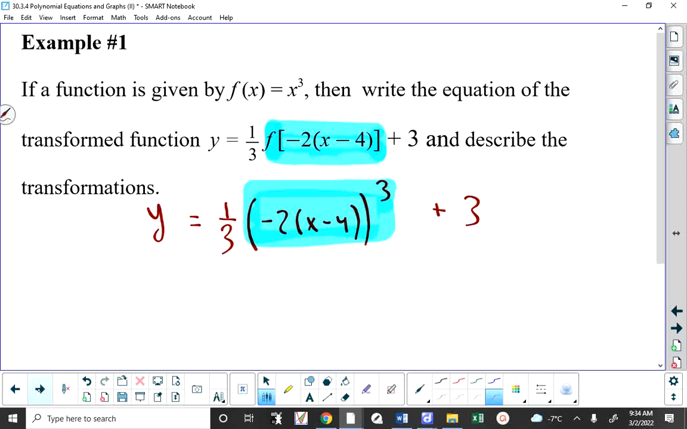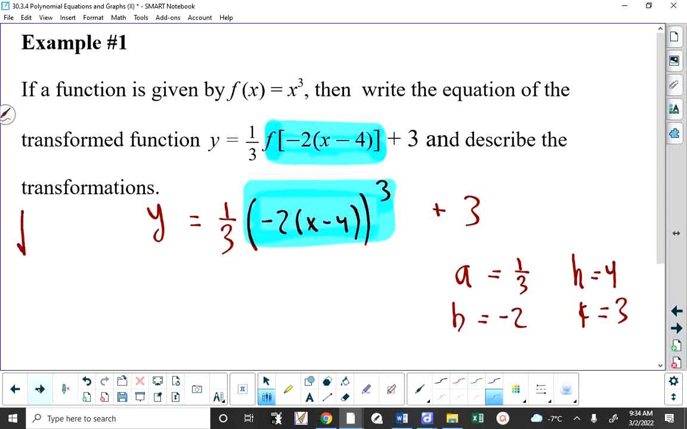We're only on Unit 2. It goes back to Unit 1 where we can identify that A is 1/3, B is negative 2, H is 4, and K is 3. And it says describe the transformations. I'm going to describe them in very abbreviated form, which you wouldn't want to do for a written response.